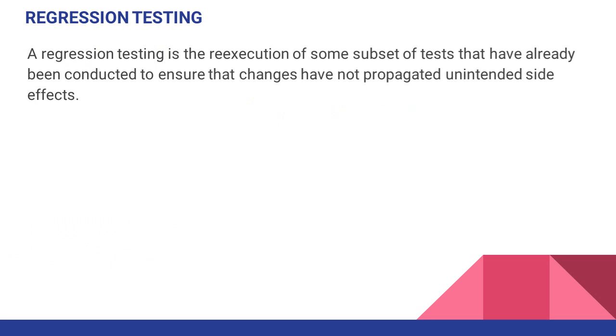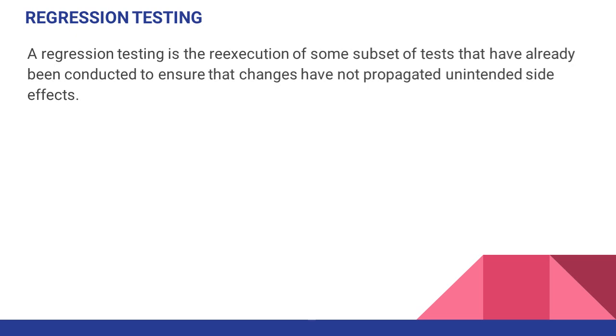Each time a new module is added as a part of integration testing, the software changes. New data flow paths are established, new I/O may occur and new control logic is invoked. These changes may cause problems with functions that previously worked flawlessly. In the context of integration test strategy, regression testing is the re-execution of some subset of tests that have already been conducted to ensure that changes have not propagated unintended side effects.